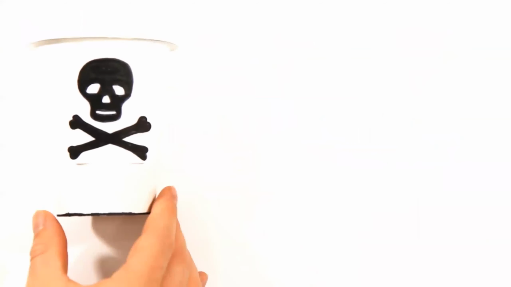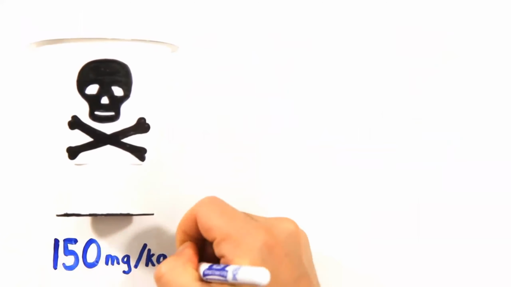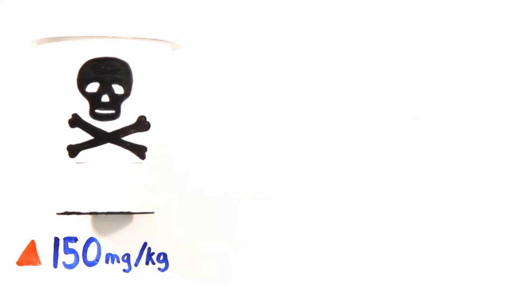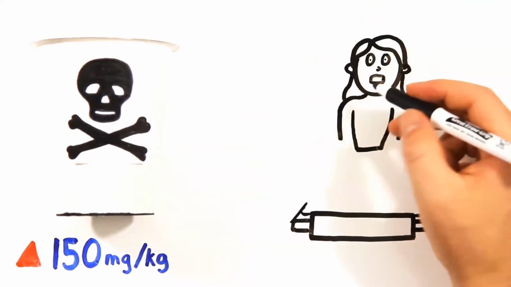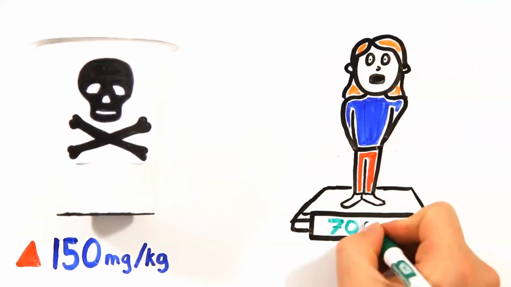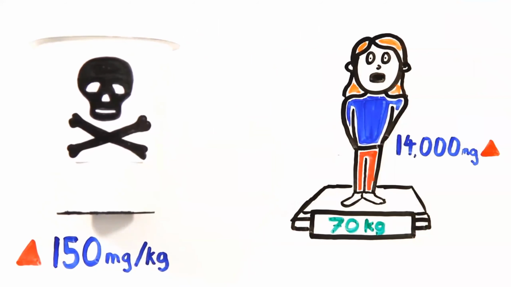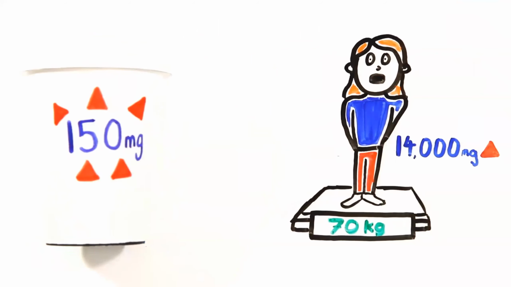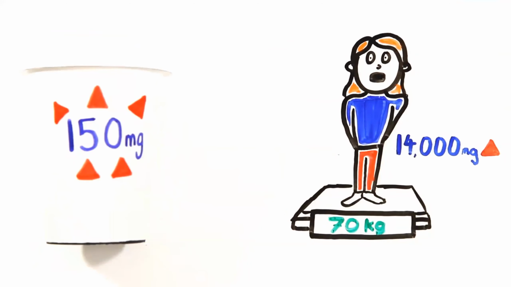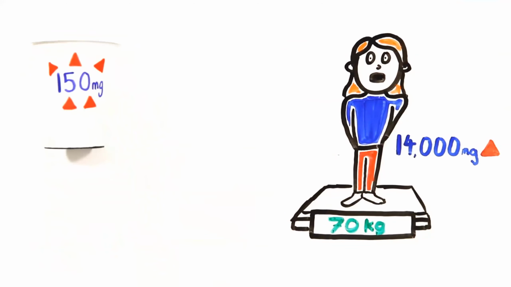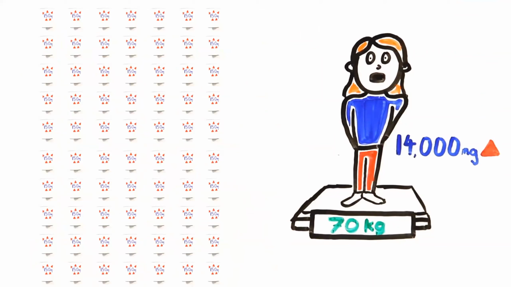So, can you drink too much coffee? It turns out there is a lethal dose of caffeine, which is somewhere around 150 milligrams of caffeine per kilogram of your body. This means if you weigh 70 kilograms, you would require 14,000 milligrams of caffeine to overdose. Put into perspective, an average cup of coffee contains roughly 150 milligrams of caffeine, meaning if you're 70 kilograms, approximately 70 cups of coffee would kill you.